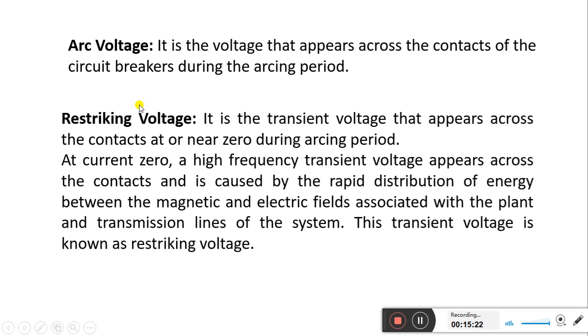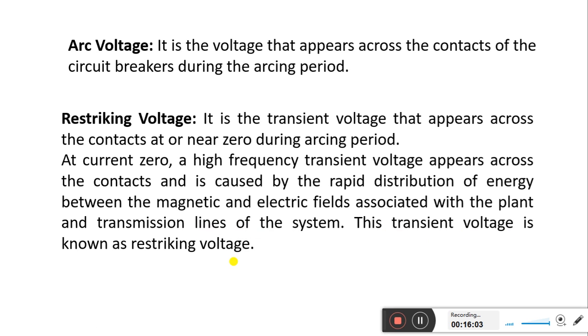Now we want to define what the restriking voltage is. It is the transient voltage that appears across the contacts at or near current zero during the arcing period. At current zero, a high frequency transient voltage appears across the contacts and is caused by the rapid distribution of energy between the magnetic and electric fields associated with the plant and transmission line of the system. So this transient voltage is known as restriking voltage.